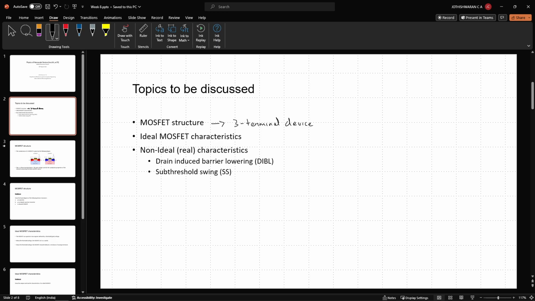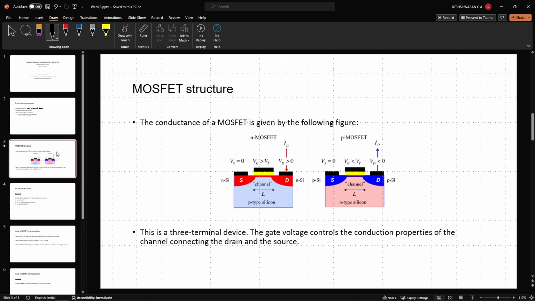And after that, we shall come to what I am calling the non-ideal characteristics, but those are the real characteristics of the MOSFET. In that, we shall look at two particular effects that are representative of this non-ideal behavior. One is drain-induced barrier lowering, and the other is called subthreshold swing. We shall look at these two in a basic sense and see what implications they have on the device performance.